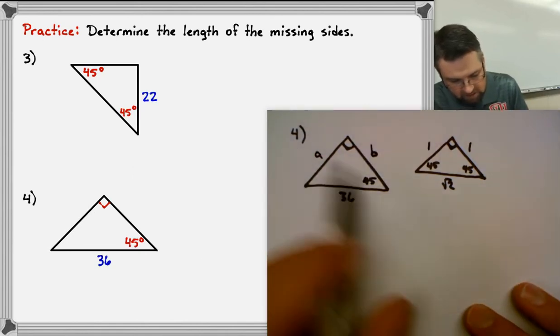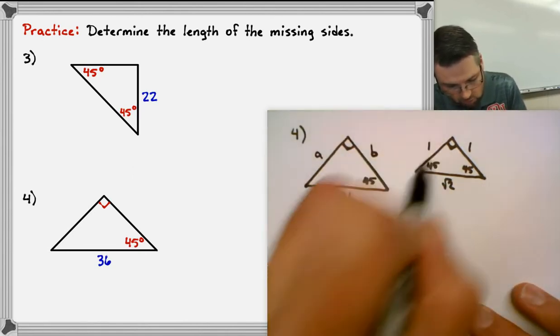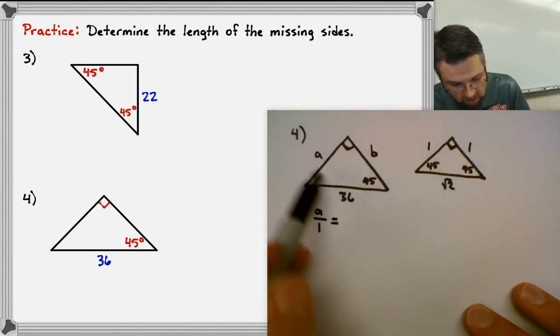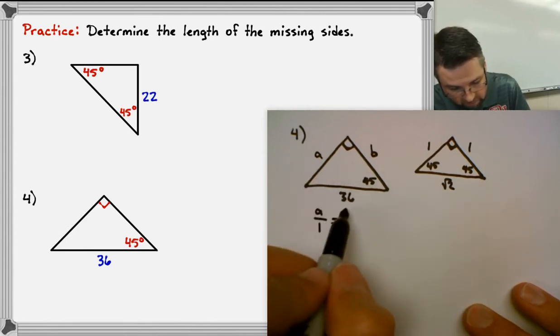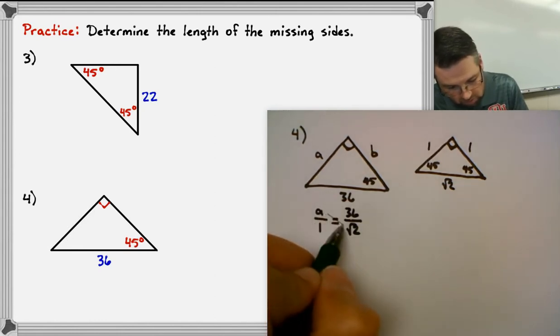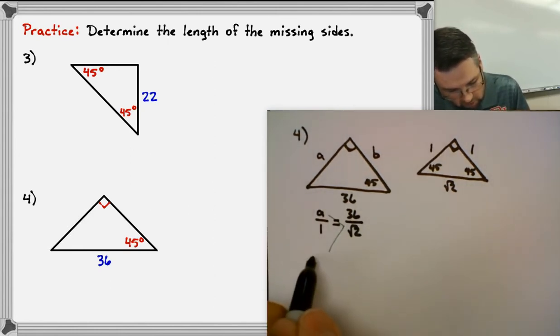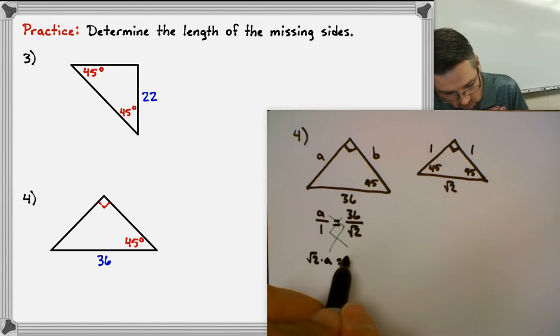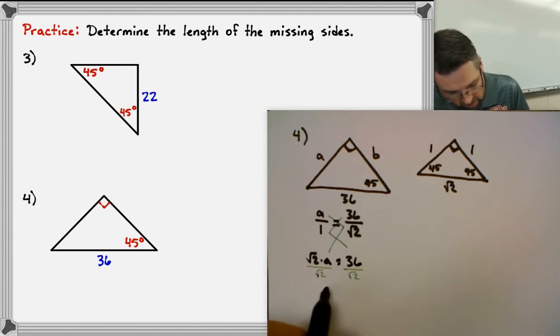To set up for A, we'd say A corresponds with 1, and that's going to be equal to, we want to pick another one from this triangle that I know, that'll be 36 over radical 2. And then we'll go ahead and cross multiply here. If you're seeing a quick shortcut here, that's okay. We get rad 2 times a, and then on the other side, we end up with 36 times 1, which is 36. And then we divide by radical 2, and we end up with a equals 36 over radical 2.